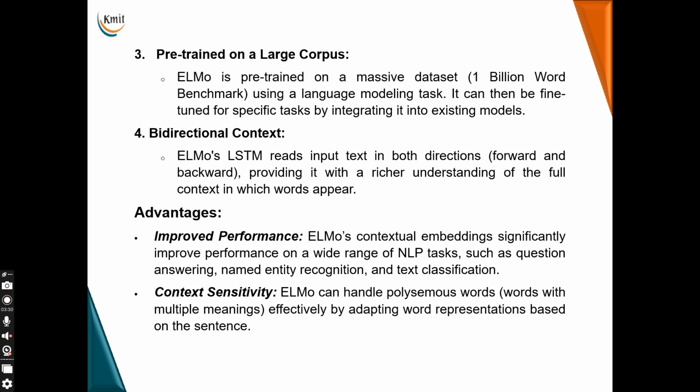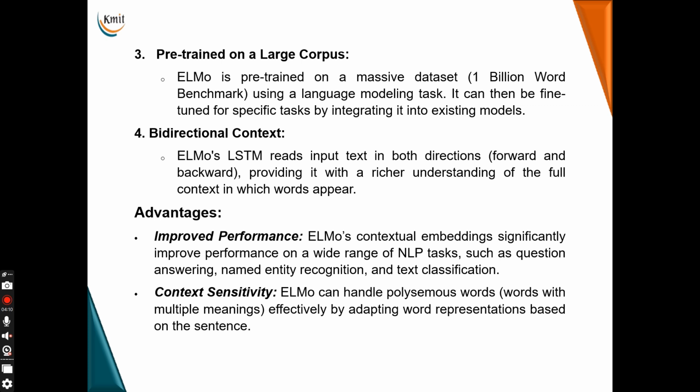Pre-trained on a large corpus. ELMO, just like BERT, is pre-trained on huge amounts of data, approximately 1 billion words, using language modeling task. Later it can be fine-tuned just like BERT in order to perform specific tasks. Bidirectional context. ELMO's LSTM model reads the input text in both the directions, both forward as well as backward, and it can gain a richer understanding of the context in which a specific word is appearing.